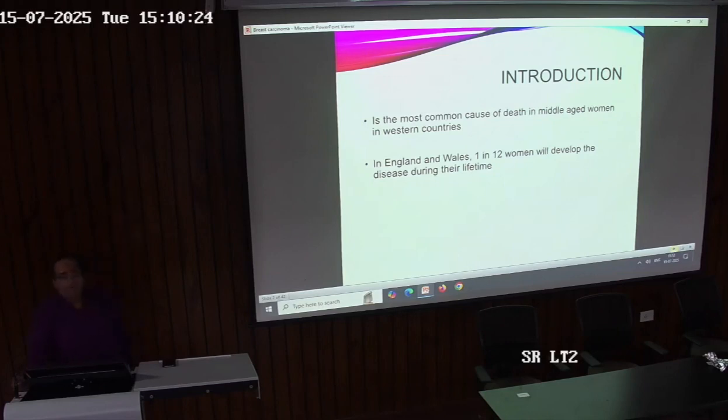Now, due to the presence of different gene mapping and hormonal assay, we can know about the prognosis and the therapy which has to be provided to the patient for a better outcome.